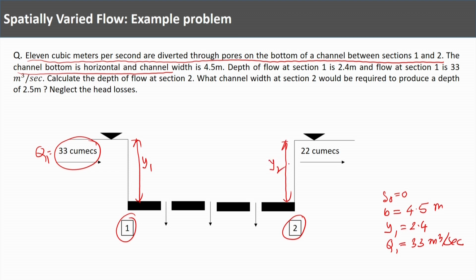What is the value of y2? So, we have to calculate the depth of flow at section 2, and there is another question: what channel width at section 2 would be required to produce a depth of 2.5 meters. Right now the channel width B1 is 4.5, and here also it is 4.5. This is B2, but the problem says that if Y2 is 2.5, then what should be the value of B2?